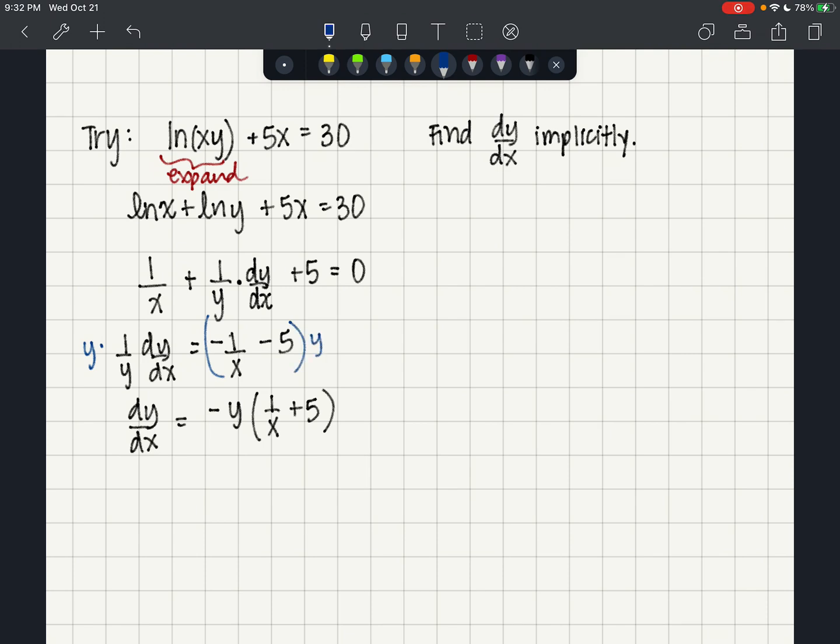And rather than just have y times the quantity, I factored out the negative so that the binomial inside was a little cleaner. And that's our answer.